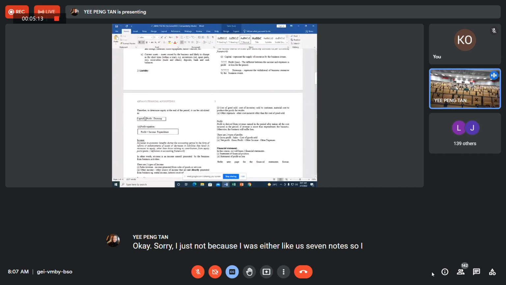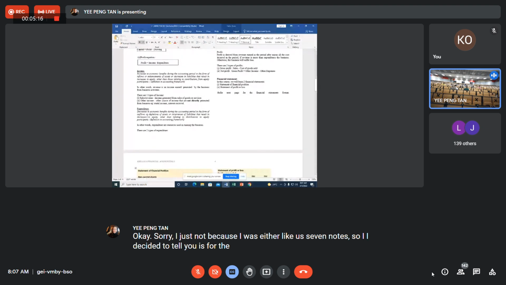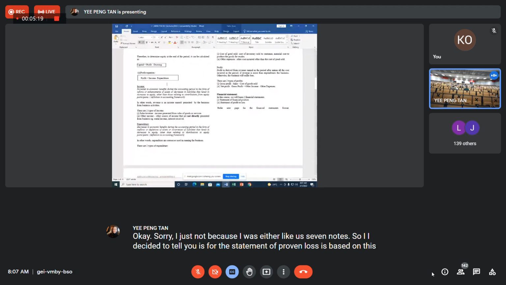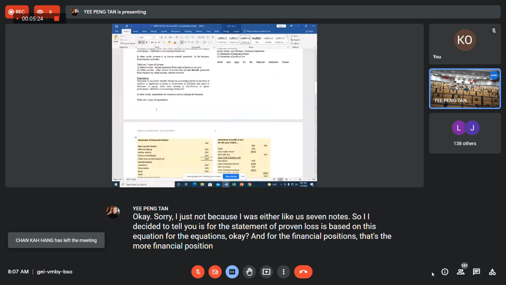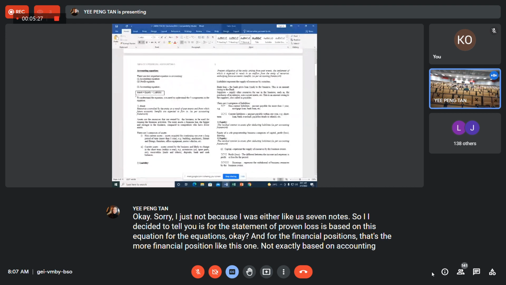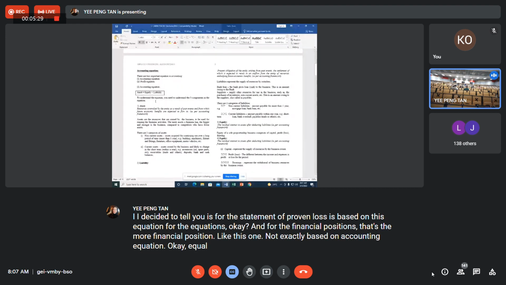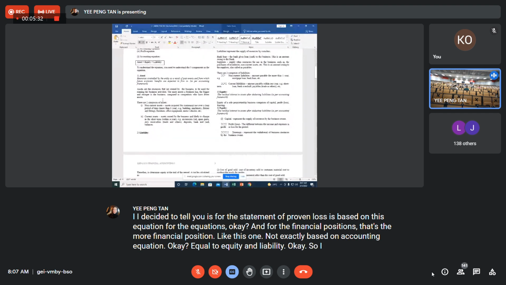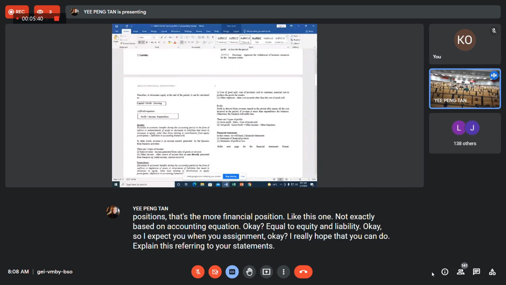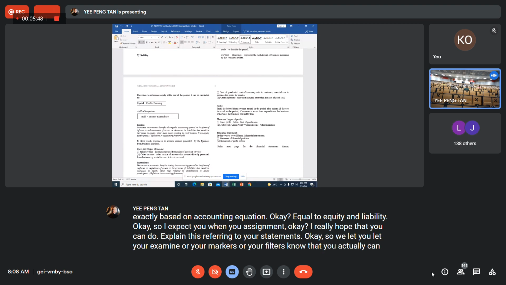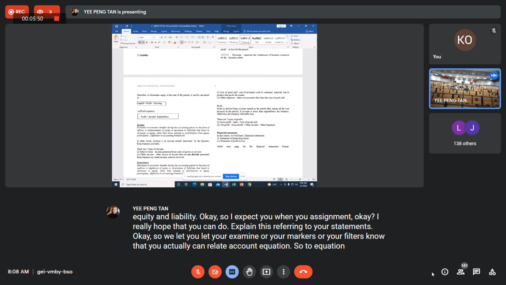So what I just told you is that the statement of profit and loss is based on the profit equation. And the statement of financial position is based on the accounting equation, which is asset equals equity plus liability. In your assignment, I really hope you can explain this by referring to your statements, to let your examiners, markers or tutors know that you can relate the two accounting equations to the statements.